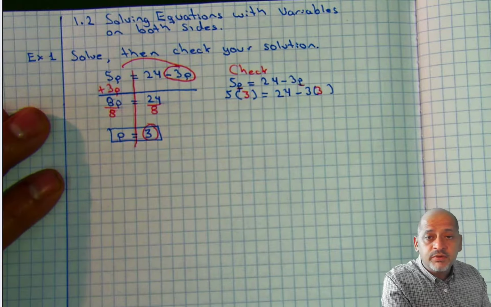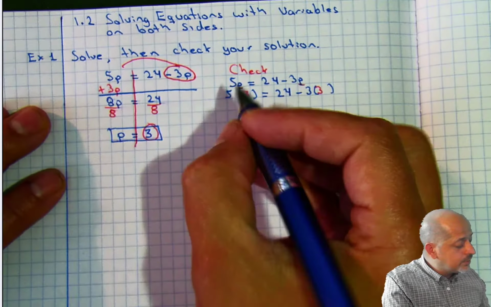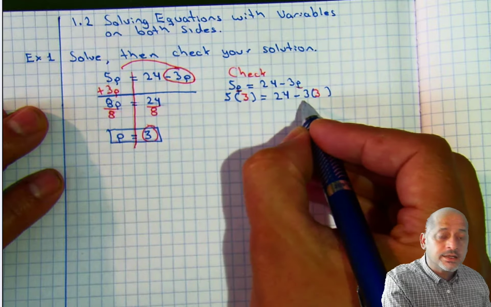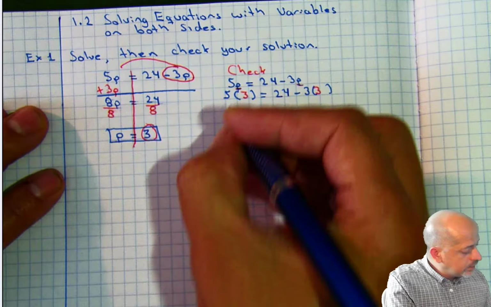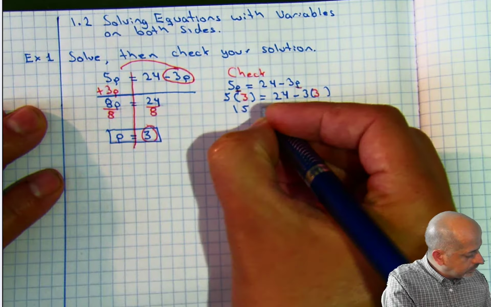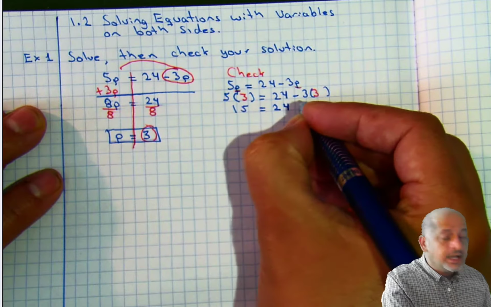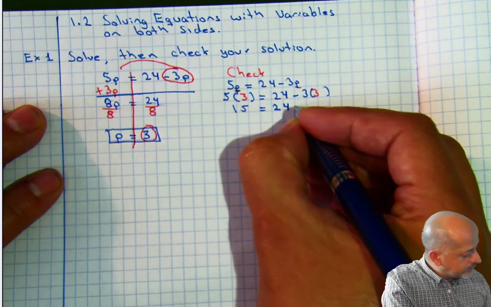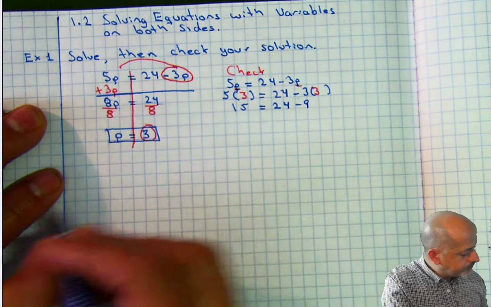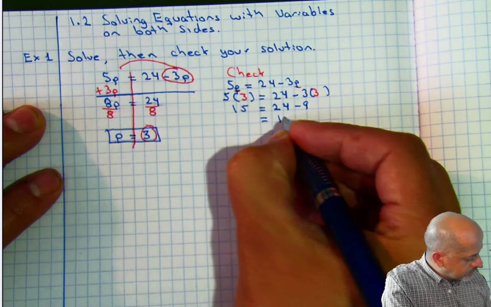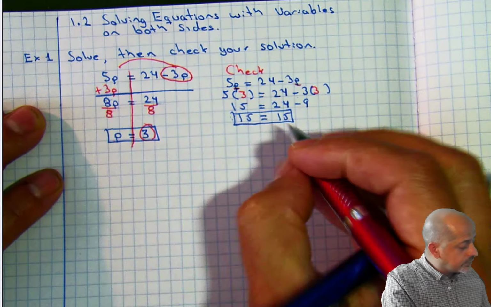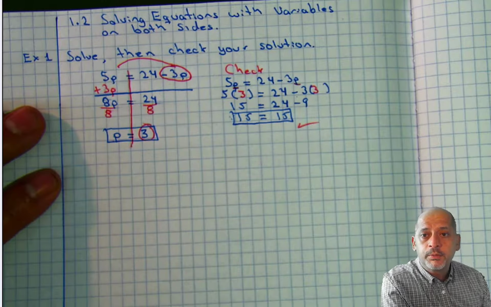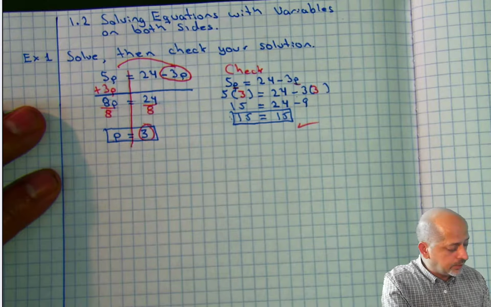And now I can simplify. Now remember that I just need to simplify the left hand side and the right hand side. But I can't be moving things left and right. I can divide on both sides. At this point, 5 times 3 will be 15 equals 24, negative 3 times 3 will be negative 9. And now I'm just going to simplify the right hand side. 24 minus 9 is 15. So therefore that 3 makes the equation true. So therefore we know for sure that p is equal to 3.